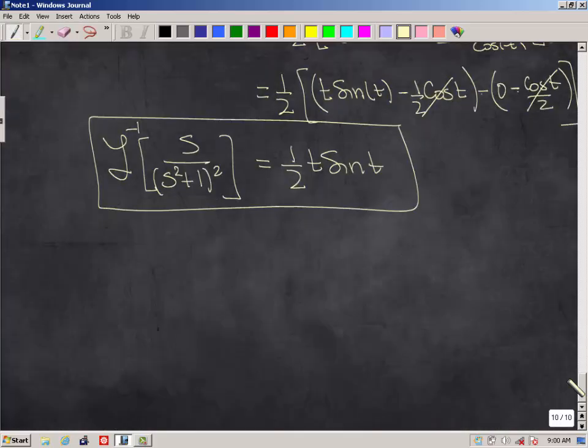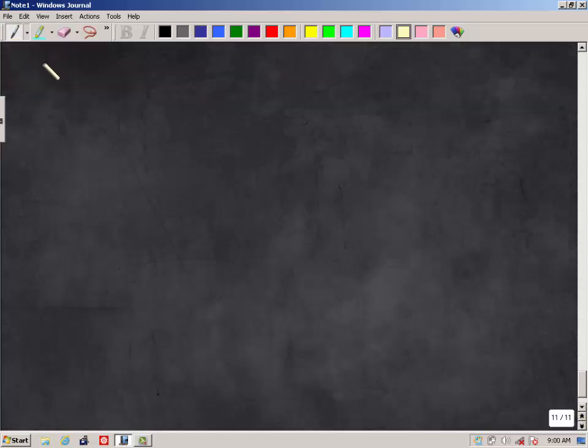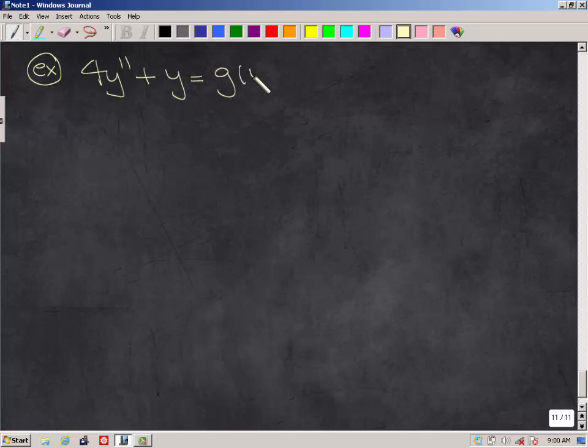But you can see how we can use convolutions to find products of transforms. So that was one type of problem we can do. I told you that there are three types of problems we can solve with convolutions. The next type of problem we can solve is referred to as a problem where the forcing function is not given to us. So let's say I give you a problem like this, 4y double prime plus y is equal to g, so let's say g of t.